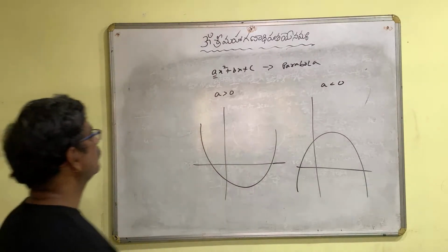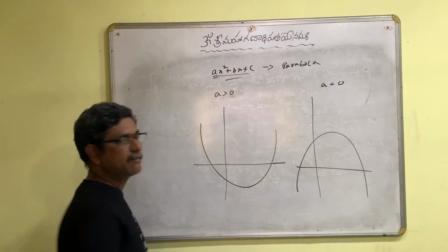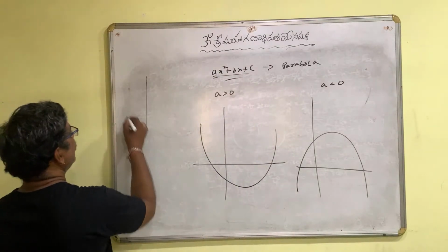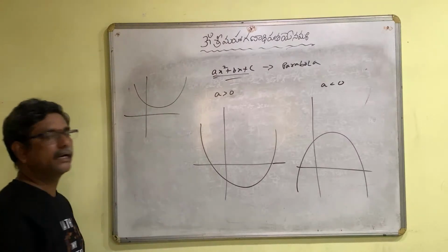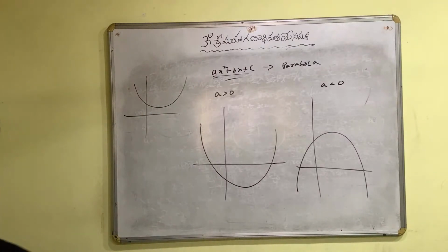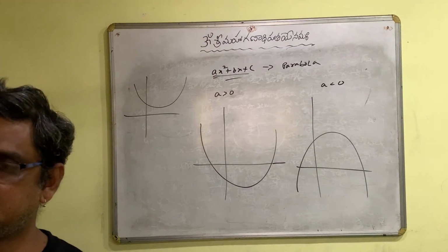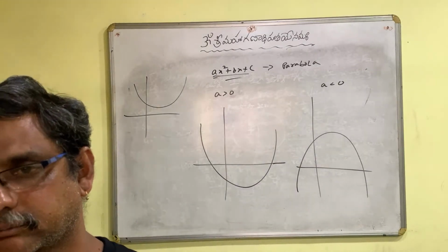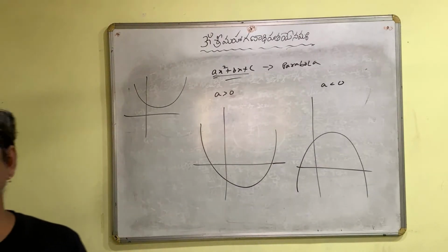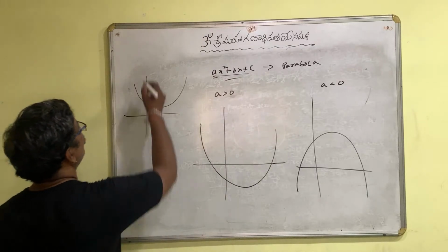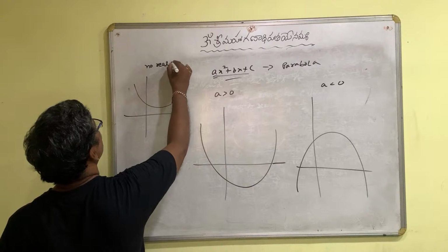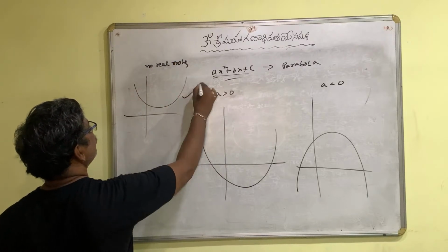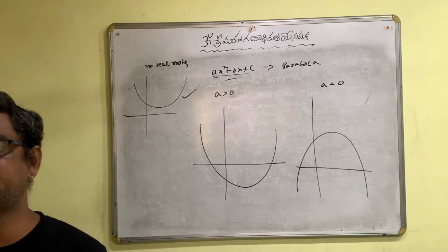Suppose this polynomial is not having real zeros, the parabola will be like this. It will not intersect x-axis, means no real roots. Keep these 3 points in mind. If there are no real zeros, no real roots, the parabola will not intersect x-axis.